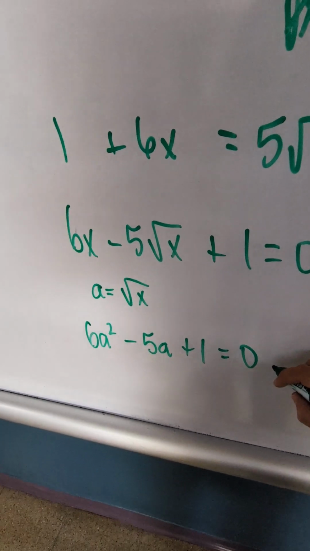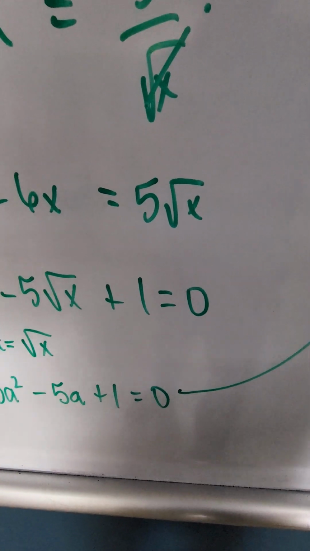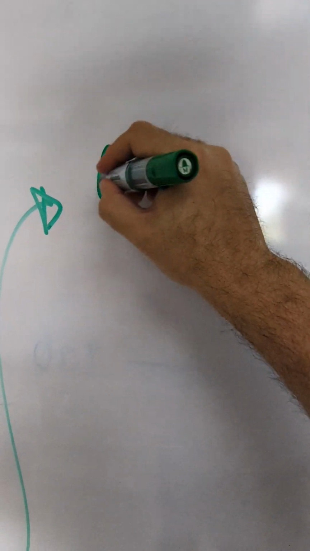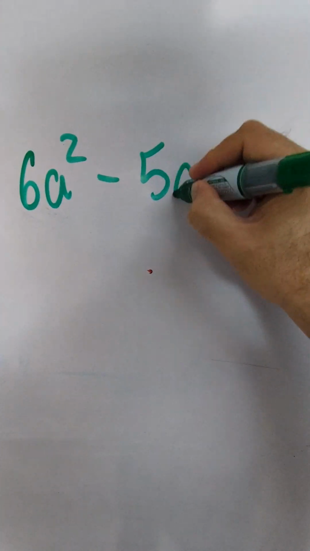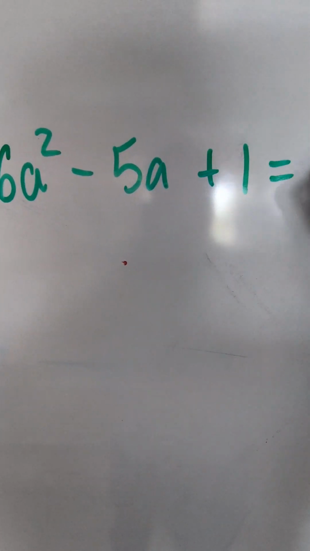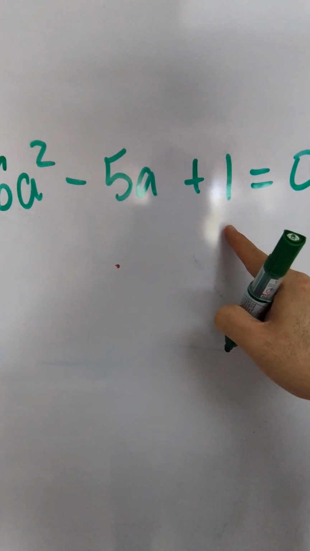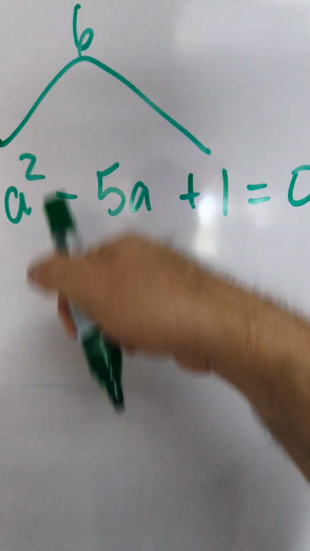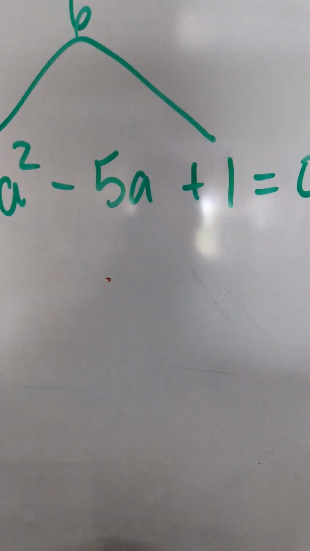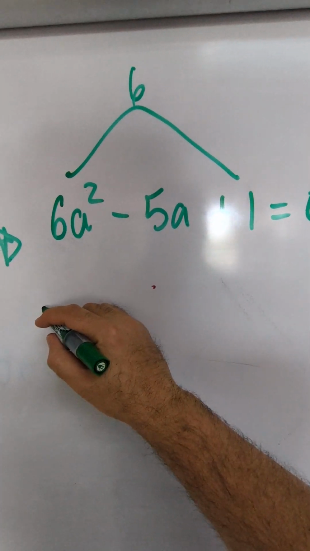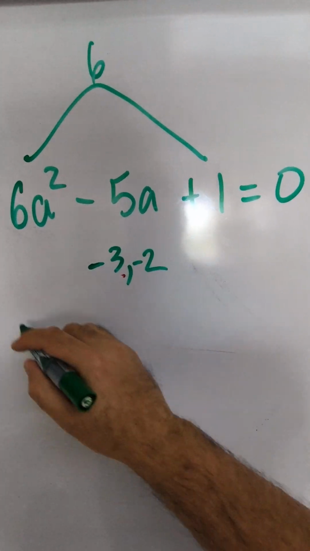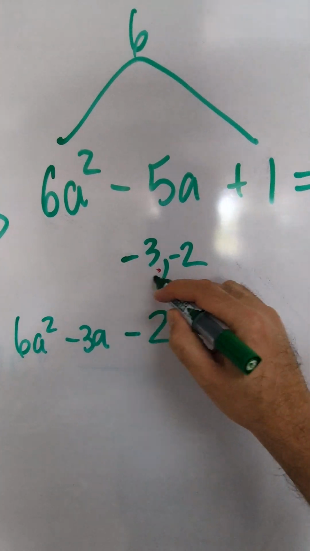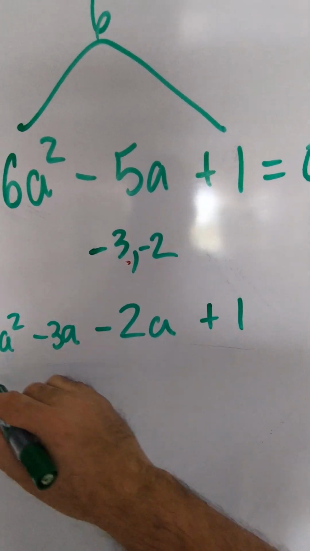Now, I can factor that. 6a squared minus 5a plus 1 equals 0. There's no common factor, and the first one is not 1, so I'm going to multiply these two, and that is 6. I need numbers that multiply to give 6 and add to give negative 5. That is negative 3 and negative 2. So 6a squared minus 3a minus 2a, those two numbers, plus 1.